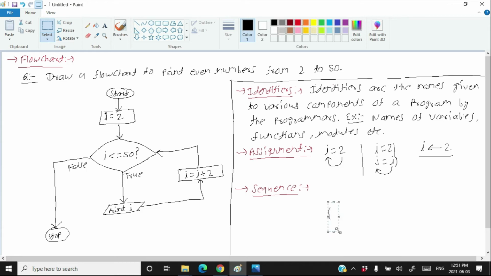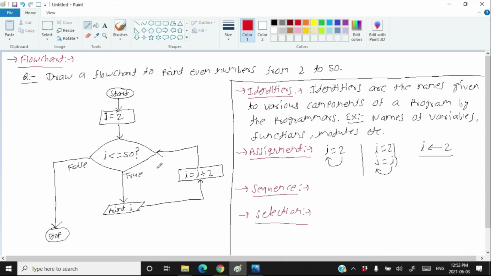Next definition is selection. This is a kind of selection. Means you are selecting which one to execute. If this is false, you have to execute something else. And if this is true, then you have to execute something else. This is the selection. And here in this flowchart, this is not only selection. This is iteration too. Okay.